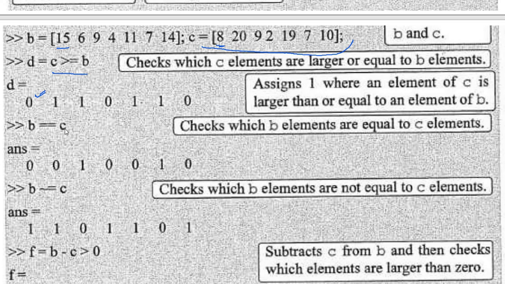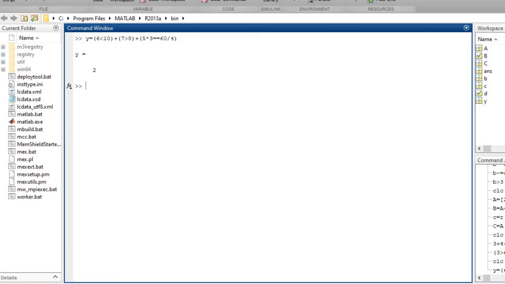Similarly, we can verify B equal to C, B not equal to C, and B minus C greater than 0. Now we are going to check the same thing in MATLAB. For example, we choose any matrix A equal to 3, 5, 8, 9. No need to display, so we enter a semicolon. We also take another one, B, with 1 row and 4 columns: 7, 9, 0, 3. No need to display B.